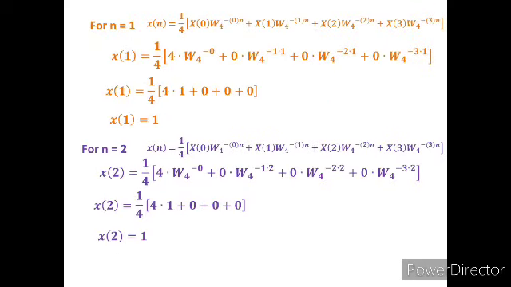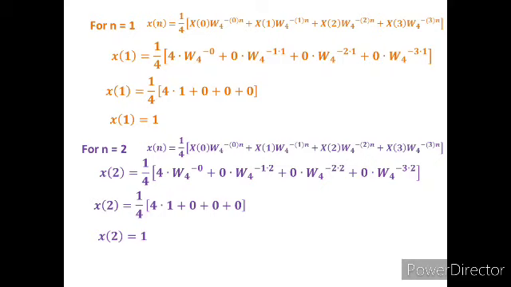Same way, for n is equal to 1. So x of n, the expansion we have there. Now wherever n is 1, you substitute that. Now the first term, W4 to the power of minus 0 with n, is just 0. So since the other three index terms are 0, we got it as 0 there. So 4 into 1. So x of 1 value is 1 again.